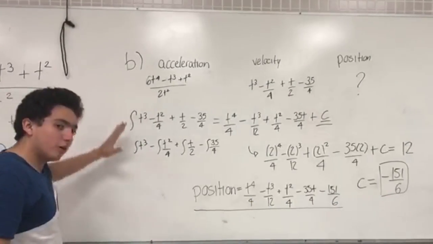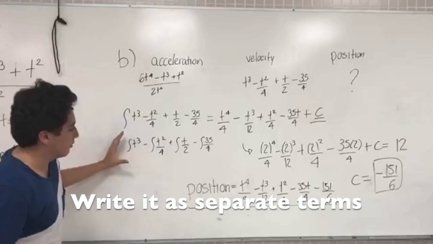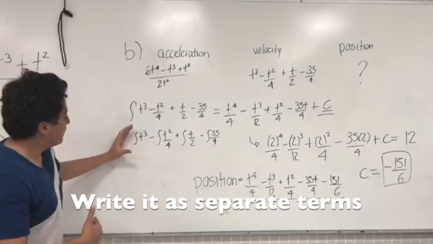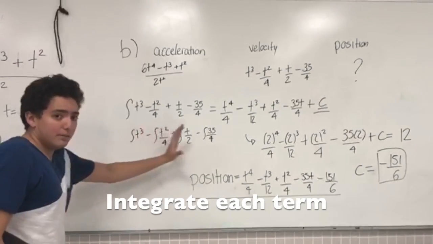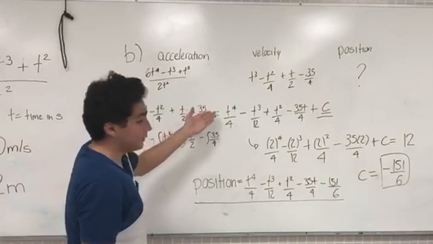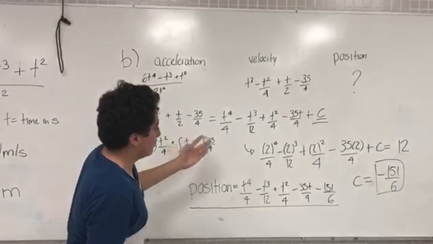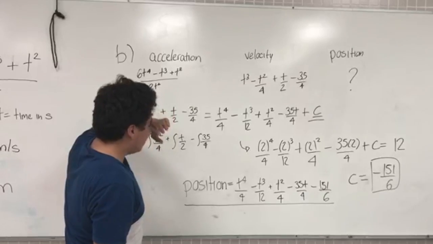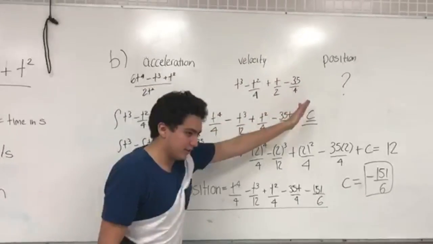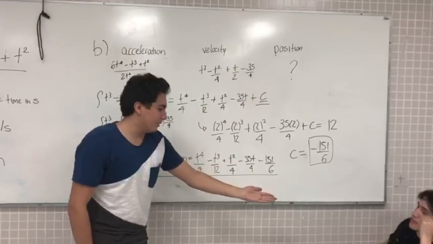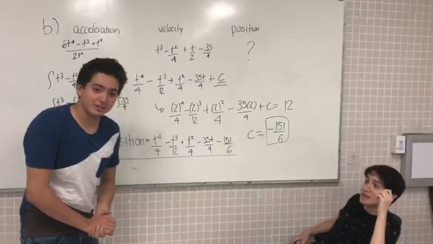And then we are going to rewrite this equation like this, so we can solve each antiderivative step by step. And we are going to get this equation, which is the position equation. Now, this is not complete, we have to find the constant, which my good friend here, Ever, is going to find and explain.